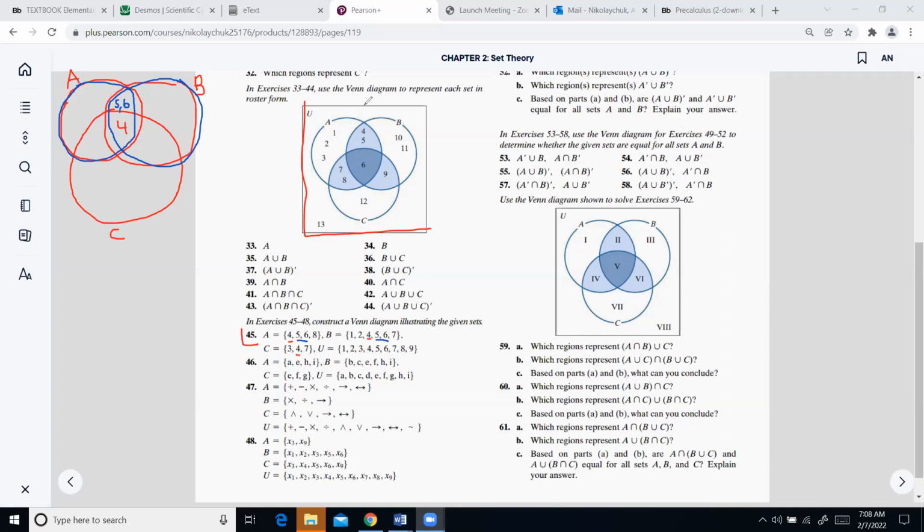So it started from the very center where we had the intersection of all 3 sets. And now I'm moving towards the intersection of 2 sets at a time. So I just considered sets A and B.